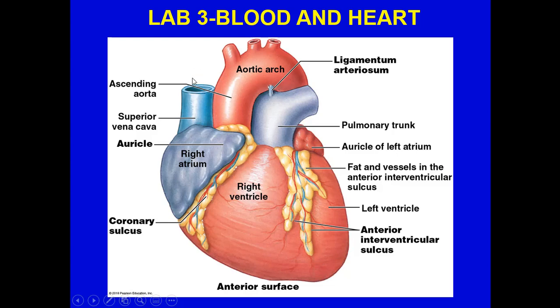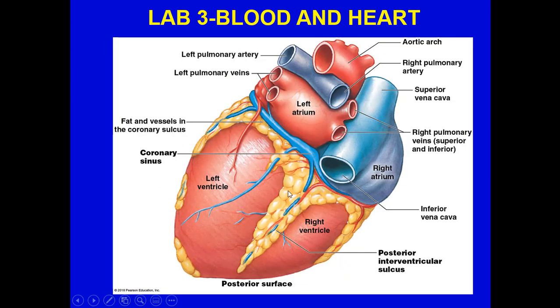You have basically the superior vena cava, bringing in venous blood from the superior part of the body. On the back of it, you'll see in a second the inferior vena cava, which is right here. So they meet together and blood enters into the right atrium. It will then be pushed down into the right ventricle and sent out by the left and right pulmonary arteries.